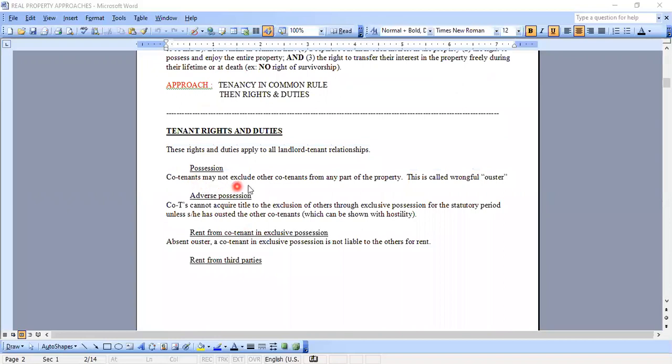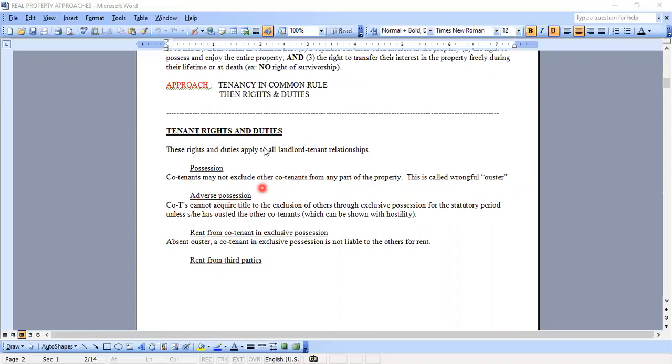So possession: co-tenants may not exclude other co-tenants from any part of the property. I talked about this earlier. Tenant one, tenant two. Tenant two says, nope, you can't come on the property. That's called ouster. You must address that in your essay. An ouster means they ousted them from the property, thus it's not lawfully done, okay? They both have rights to the property.